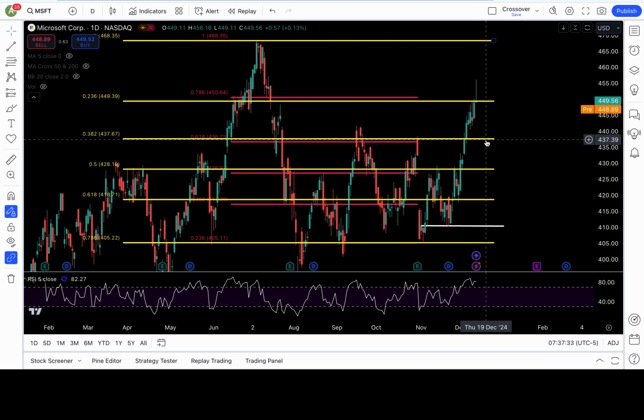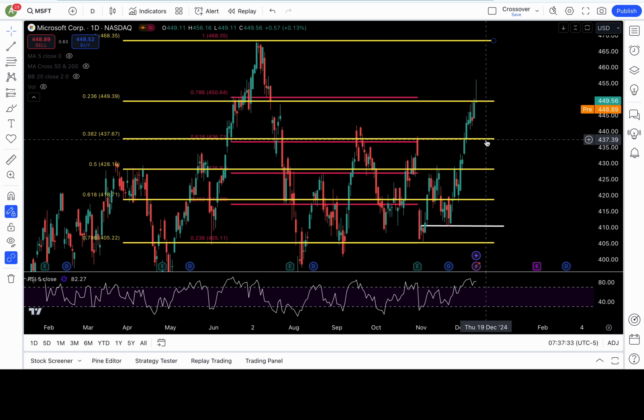I think Microsoft needs some consolidation, but if it wants to give us some more unhealthy pops to the upside, then 449.4 and 451 must clear. That should put 456 or higher back in play.